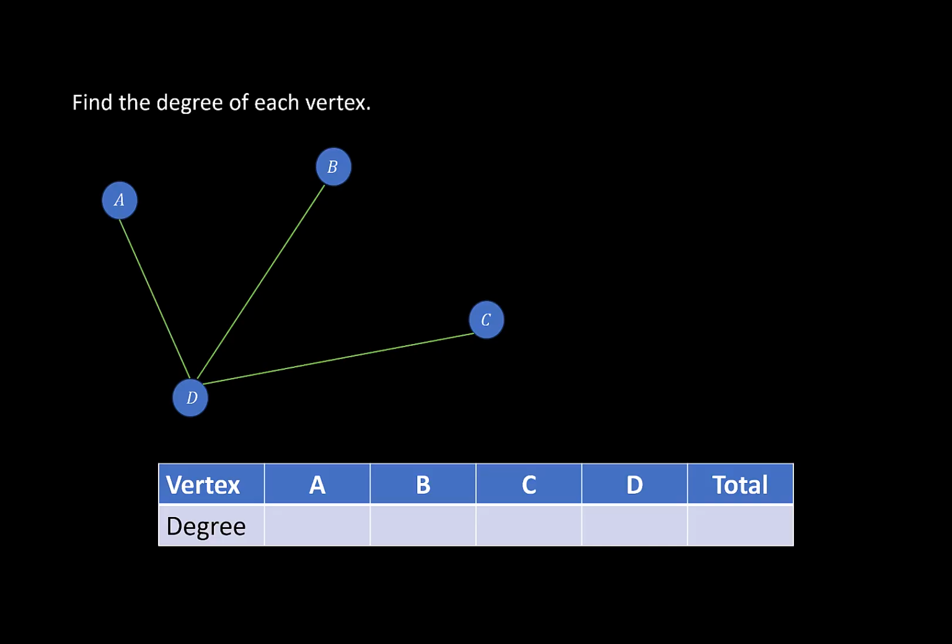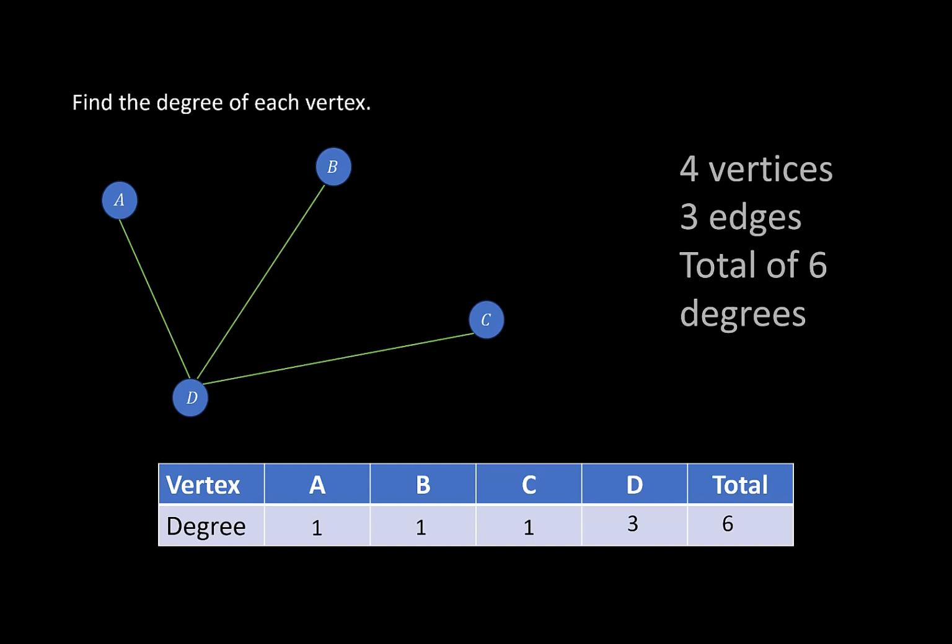Let's find the degree of each vertex in this second graph. A is only connected to D, so that's a degree of 1. B is also only connected to D, which gives it a degree of 1. And C is only connected to D, which gives it a degree of 1. But because D is connected to A, B, and C, its degree is 3. If I add together 1, 1, 1, and 3, I get a total of 6. So this summary says we have 4 vertices, 3 edges, and a total of 6 degrees.